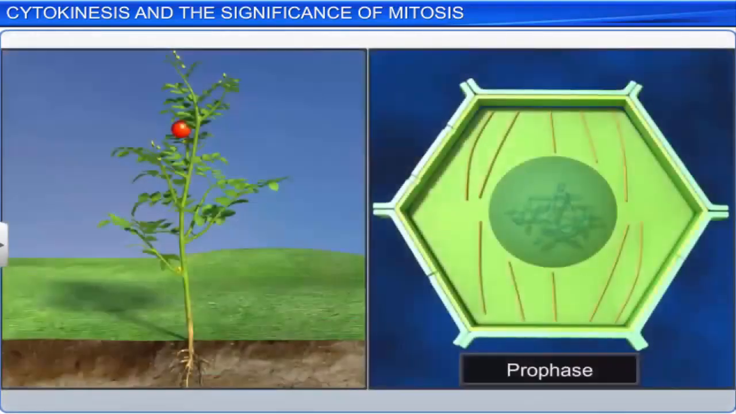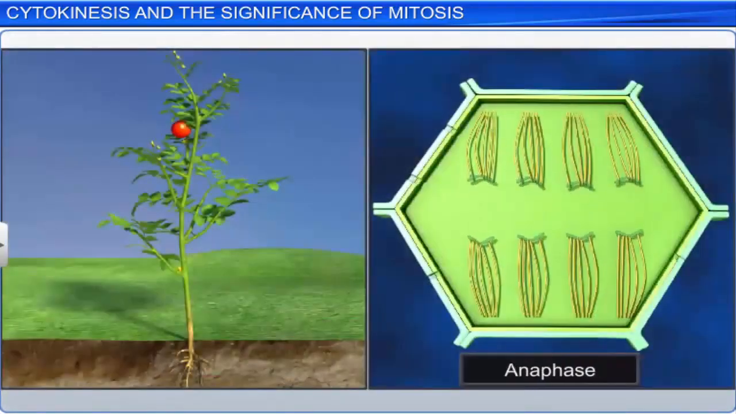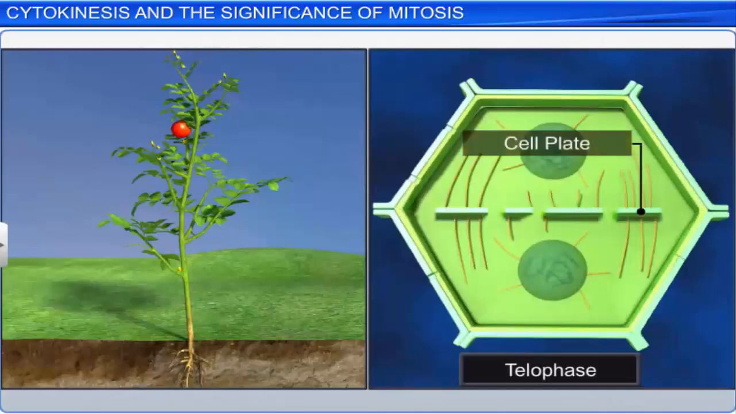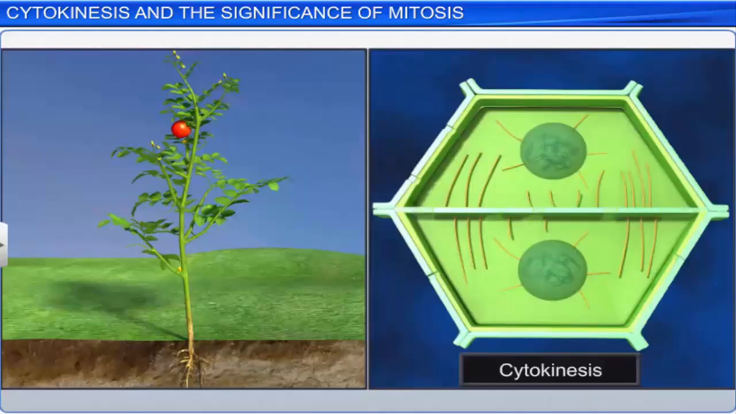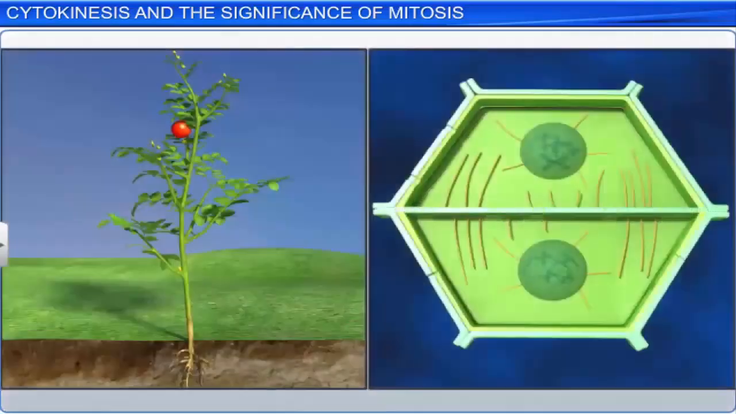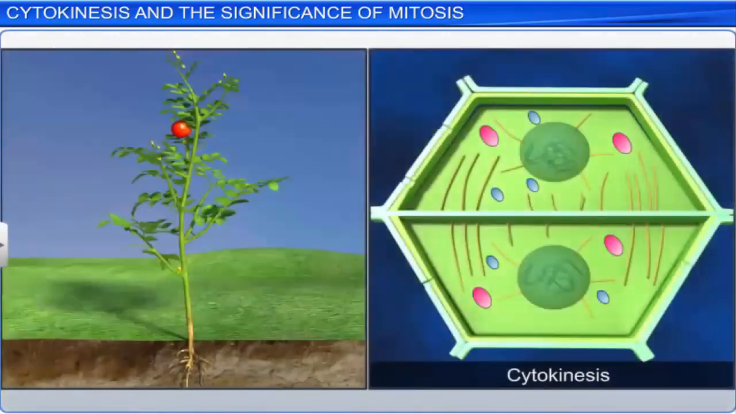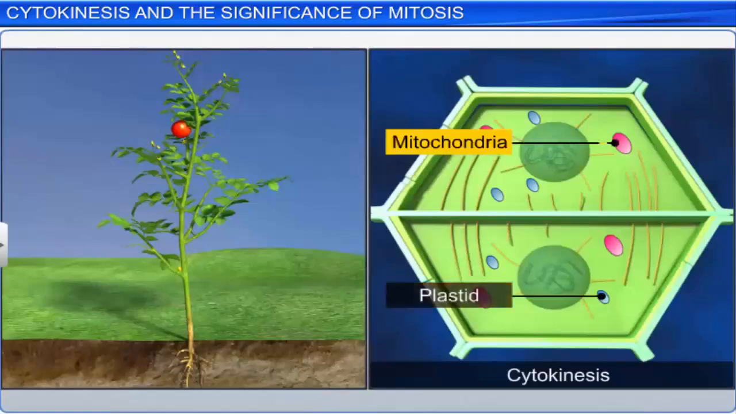Plant cells, on the other hand, have a relatively inextensible cell wall, and so cell division is initiated by the formation of a cell plate in the center of the cell. Gradually, this plate grows outward to meet the existing lateral cell walls. The cell plate represents the middle lamella of the cell wall. Also, during cytokinesis, organelles like plastids and mitochondria are equally distributed between the daughter cells.